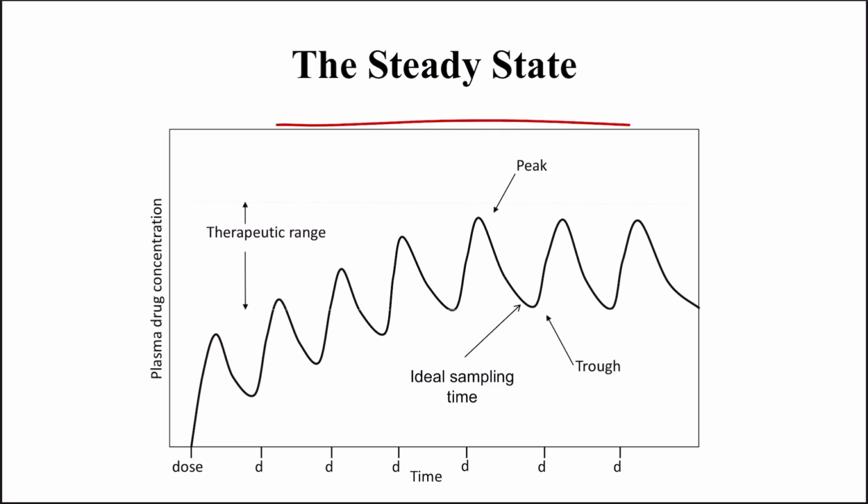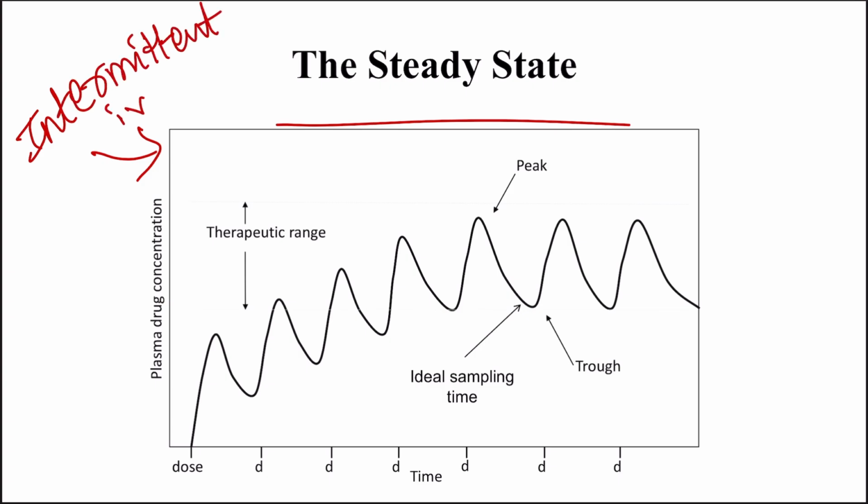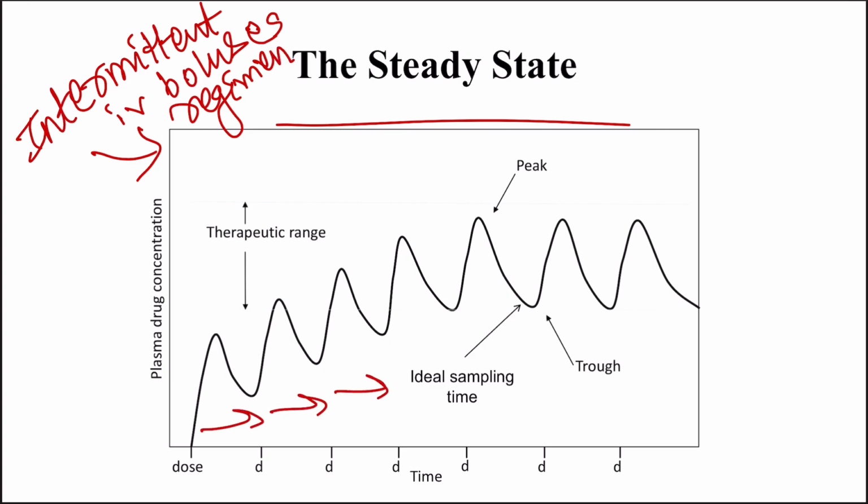This graph is representing an intermittent IV bolus regimen. That is the reason why you can see this is the first half-life, this is the second half-life, this is the third half-life, fourth half-life, fifth half-life. By the fifth half-life, it reaches the steady state concentration, and it is the trough phase. So this is the best time to do the sampling for that particular drug.